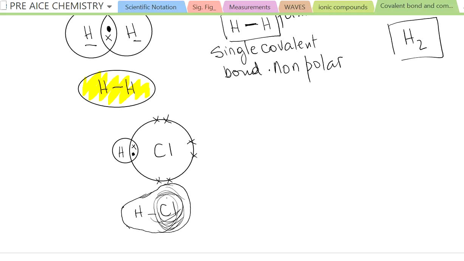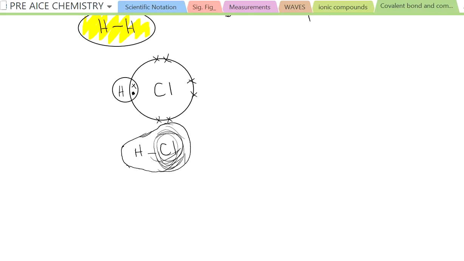Now, that makes the chlorine and the hydrogen together, forming hydrogen chloride, a polar molecule. Why? Because if you think of this as a magnet, if the electrons are spending more time around the chlorine, this is going to resemble a magnet with a negative charge here and a positive charge here. That's why we call this one a polar covalent bond.